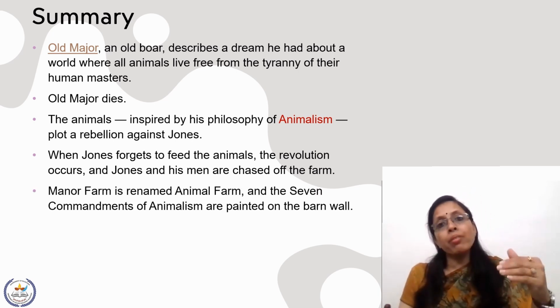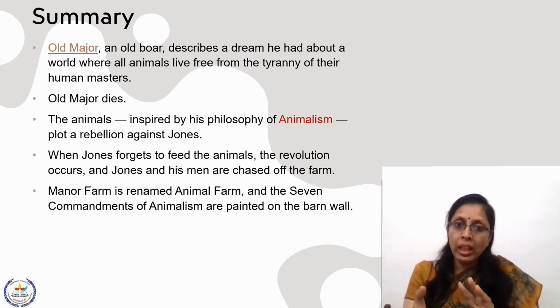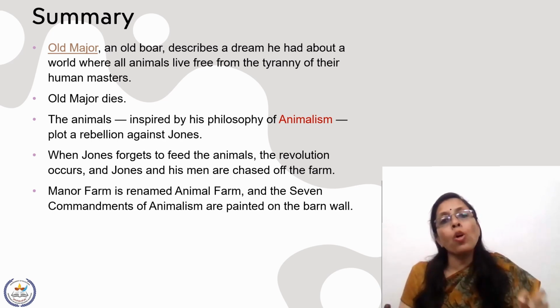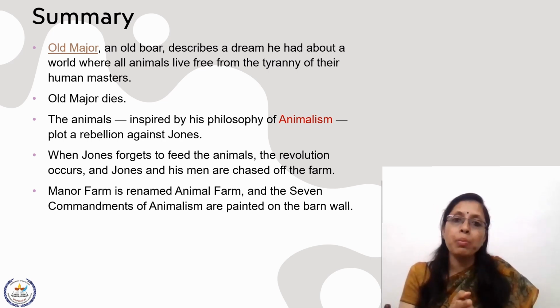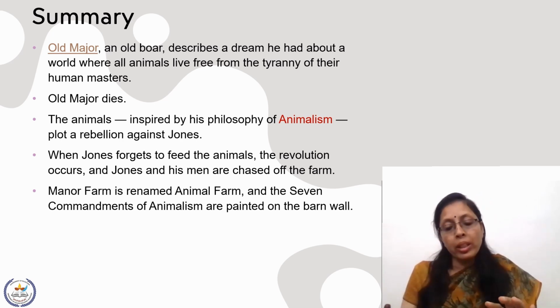Then, the original name of the farm was Manor Farm. So the name is changed and it is called Animal Farm now. And the seven commandments of animalism, the seven principles of animalism, are painted on the wall of the barn. So I will be talking about these seven principles shortly.